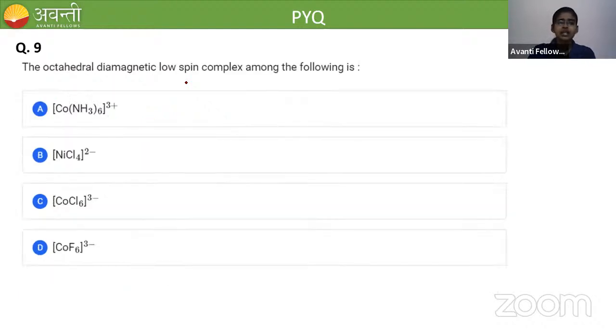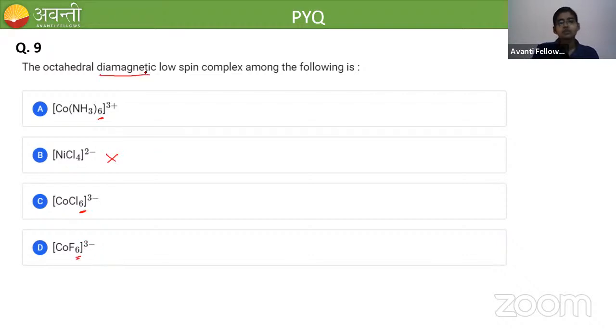The octahedral diamagnetic low spin complex among the following is the octahedral diamagnetic. Octahedral means, as I told you, the coordination number will be 6, right? So in the first option we have 6, in the second we have 4, that cannot be the answer. In the third also 6 and the fourth also 6.